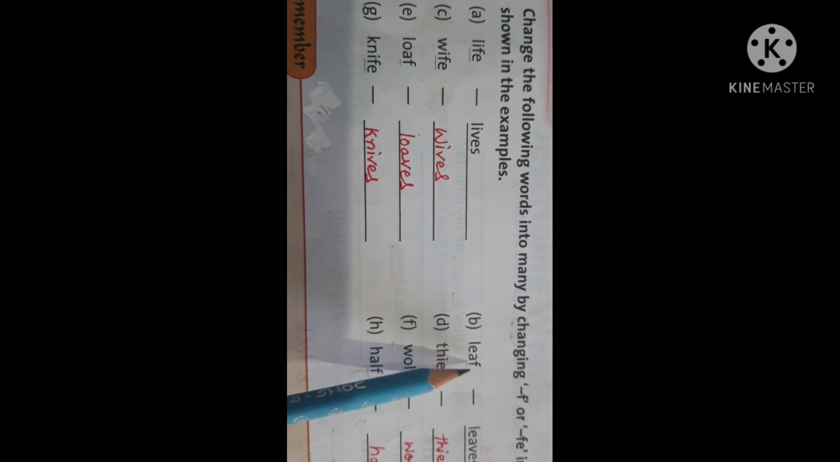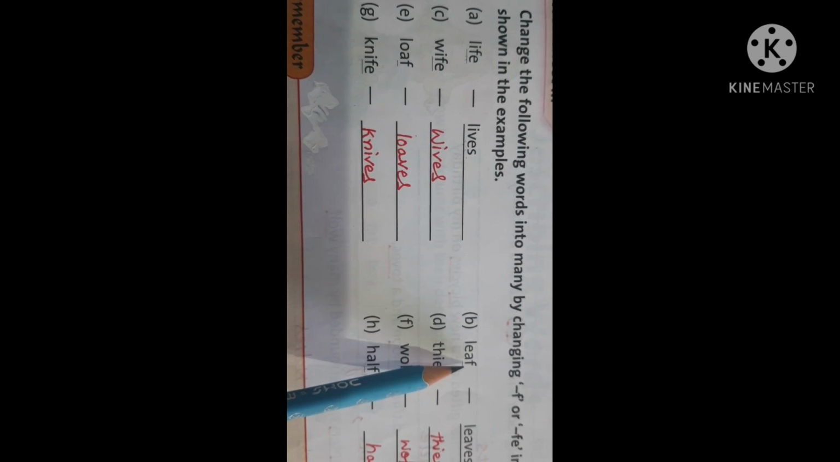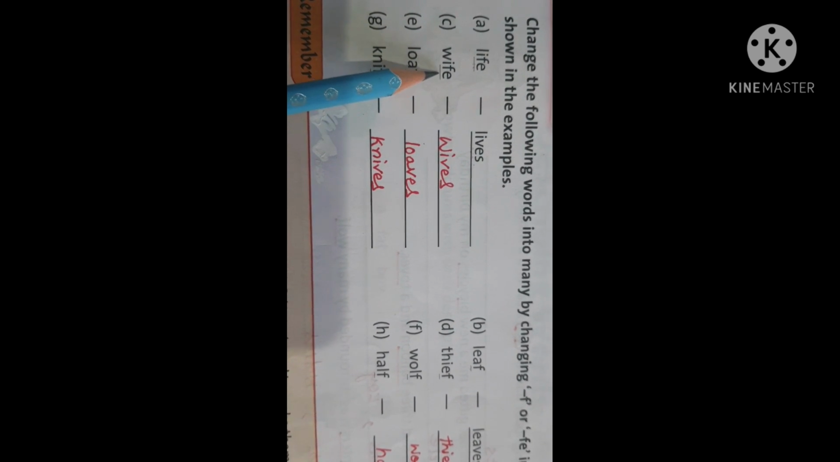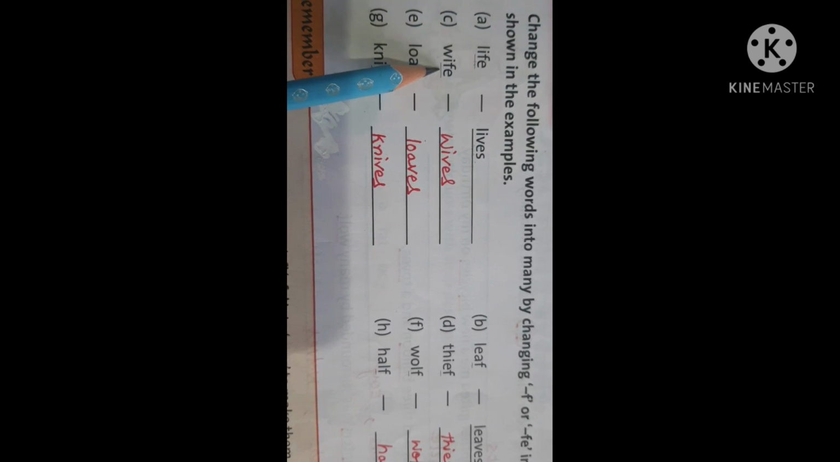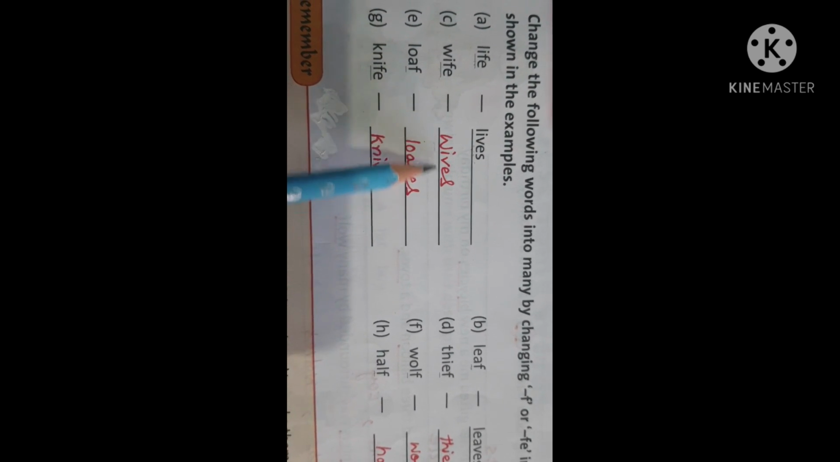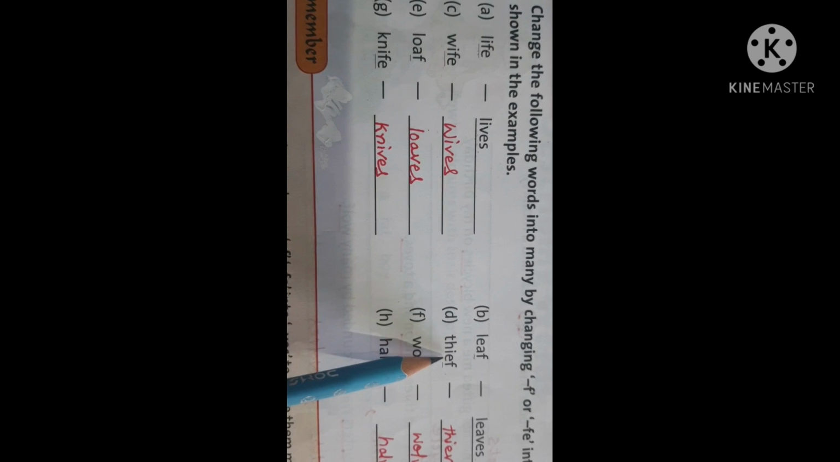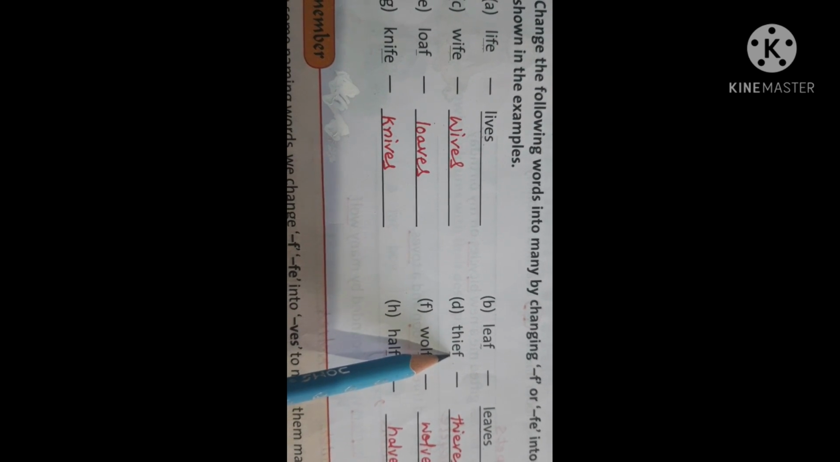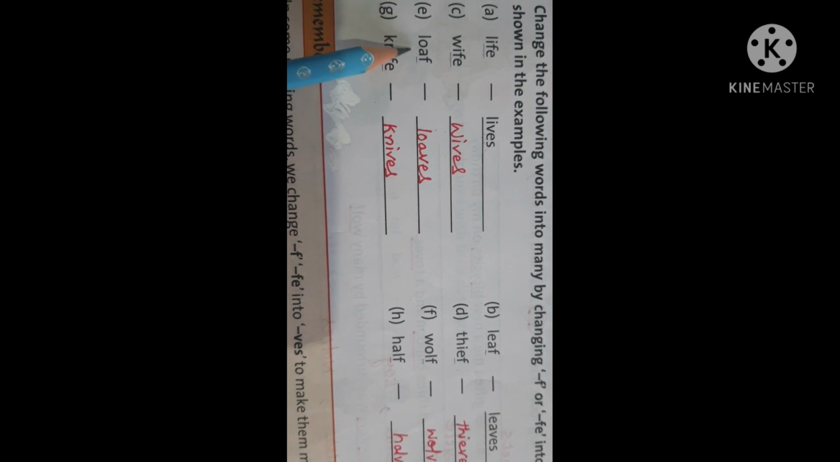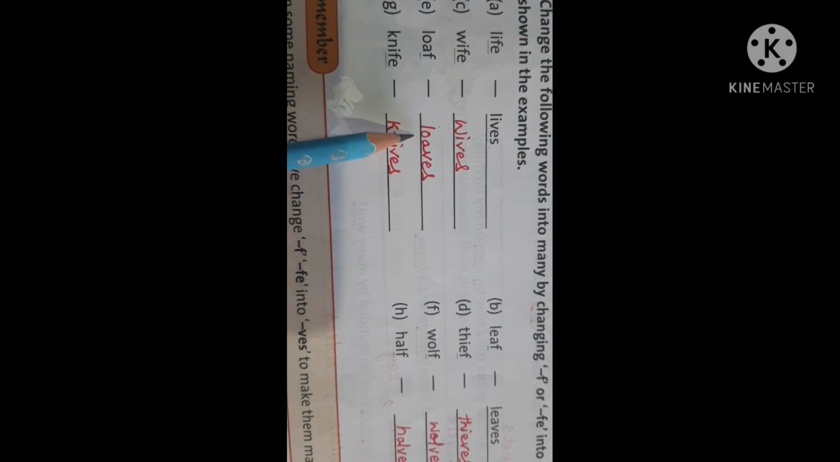Now B is leaf. We have f in the end, and when we have f in the end, we will change f into ves, leaves. Now C part, wife. Again fe in the end, so we will change fe into ves, wives. Thief. Now f in the end, we will change f into ves, so thieves. Loaf. So we have f in the end, so it will become loaves, right? We will change f into ves.